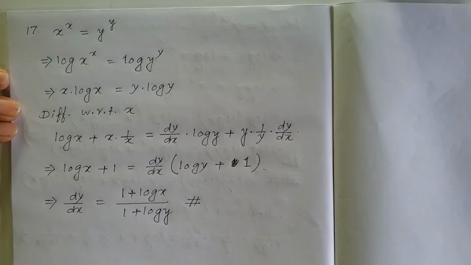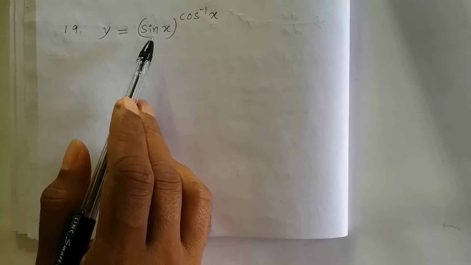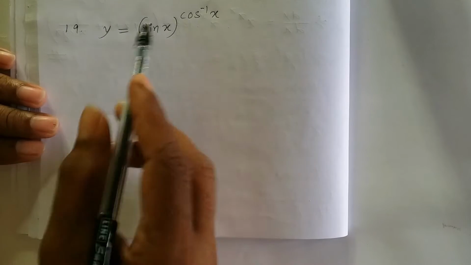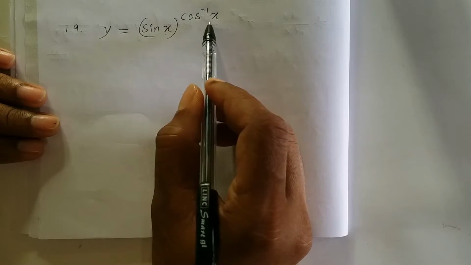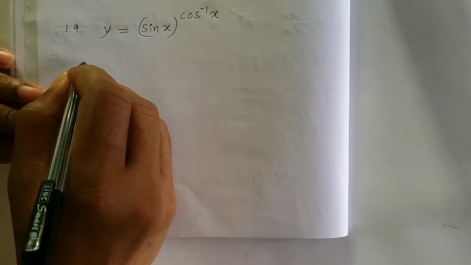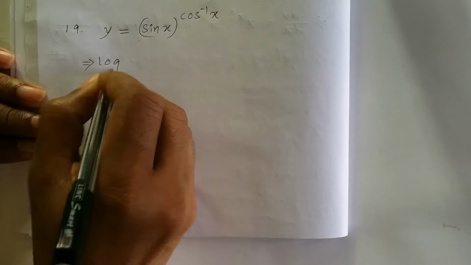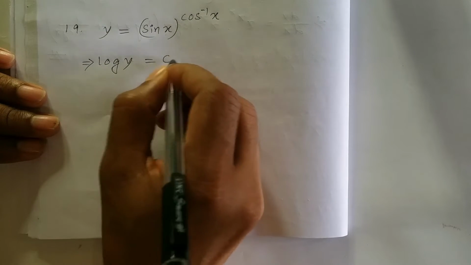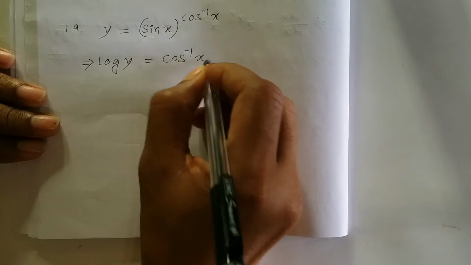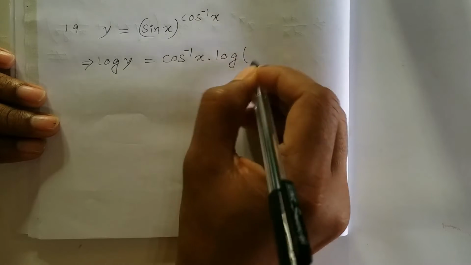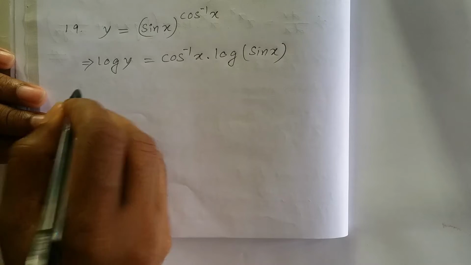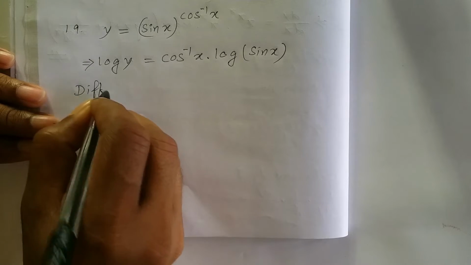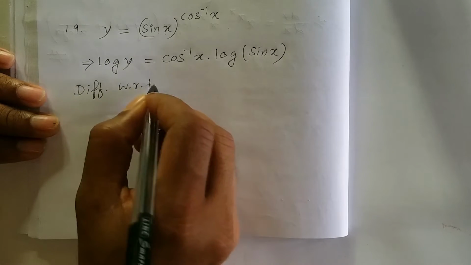So now we have another question. See this question, y is equal to sin x to the power cos inverse x. In this problem, the base is a function of x and the exponent is also a function of x. Therefore we are to take logarithm here. So log of y is equal to cos inverse x into log of sin x. I skipped one line. So then you write differentiating with respect to x.